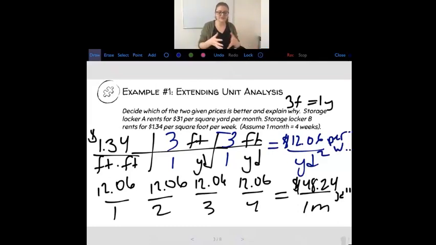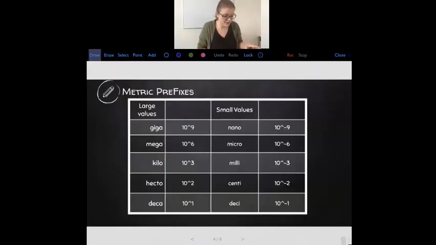And so now we're able to compare A and B, storage locker A versus storage locker B. Storage locker A has the better price, and then your justification would go into how you know that using the units. Next, we'll get into metric prefixes.